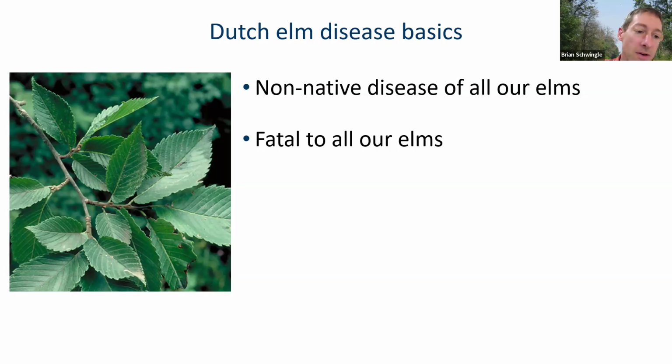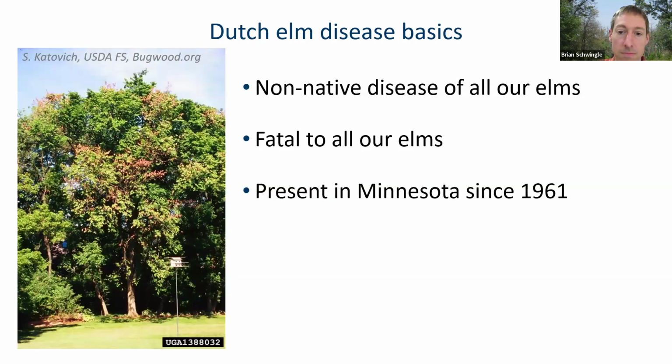Here's a picture, if you aren't familiar with elm, here's a picture on the left of the leaves. Notice the base of the leaf where it attaches to the stem. It's asymmetrical. One side is lower than the other. It's a really good indicator of an American elm. So Dutch elm disease has been present in Minnesota since 1961.